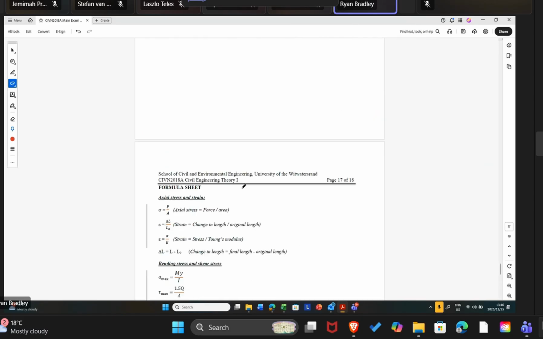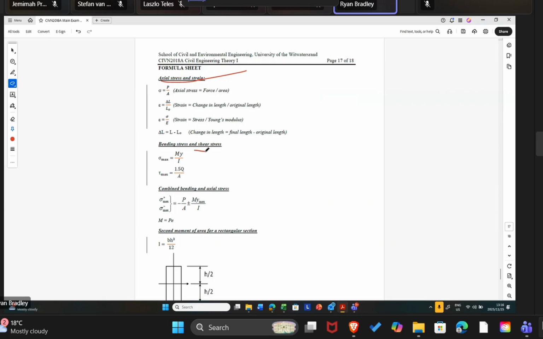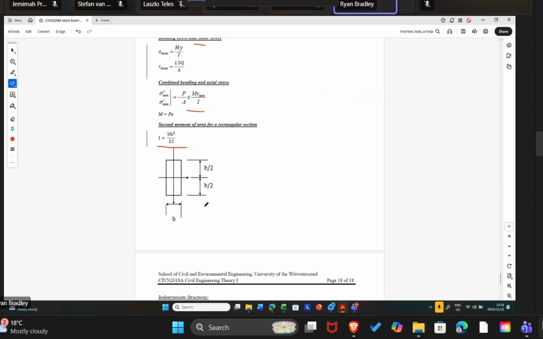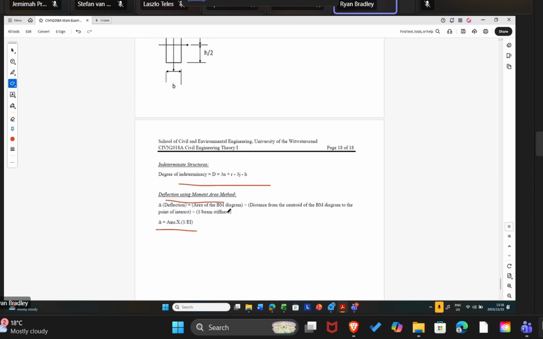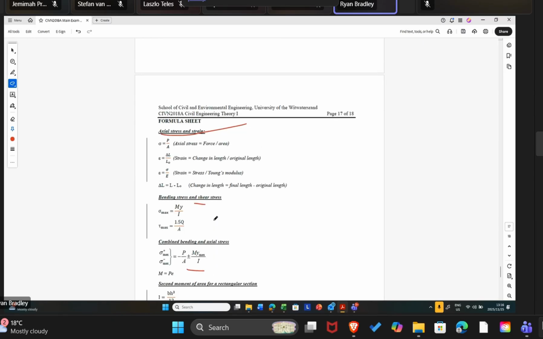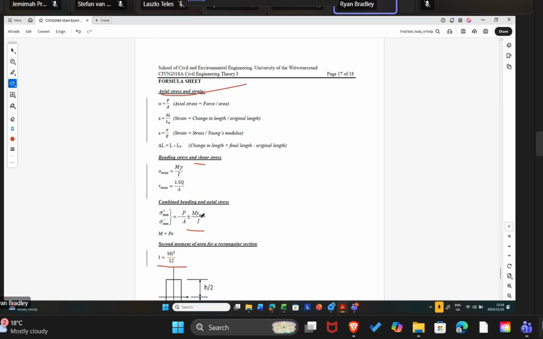Here, for example, is a sample formula sheet. It has axial stress and strain, bending stress, combined bending stress, the equation for I, degree of determinacy, and the delta for the moment area method, the deflection. This is what you would expect to see in your exam: a simple formula sheet giving you the required equations. They're all here: bending stress, shear stress, axial stress, combined stress. And here we have the relationship between stress and strain, which we'll use now as we go through the next problem.